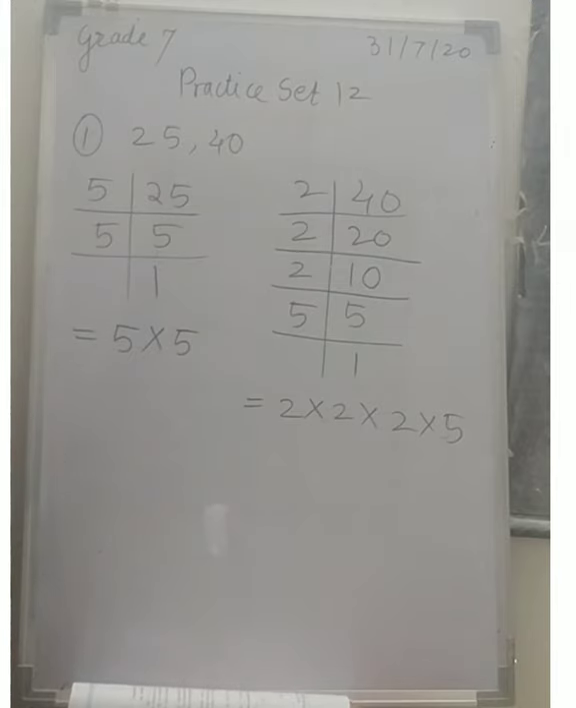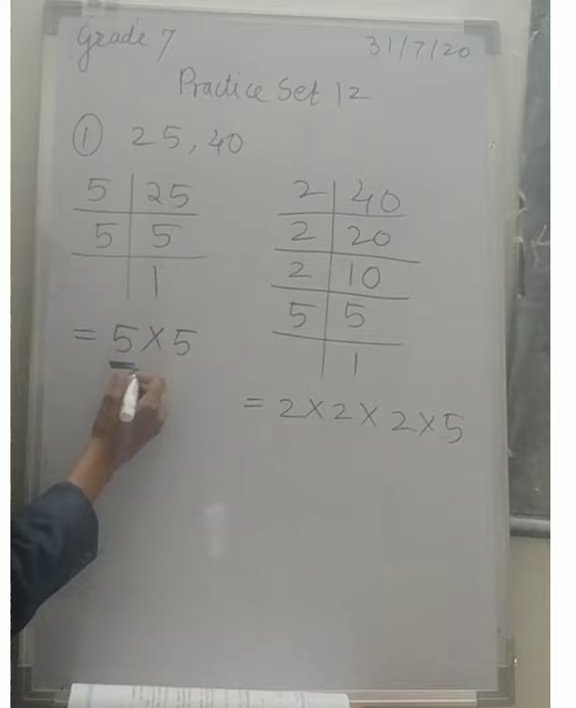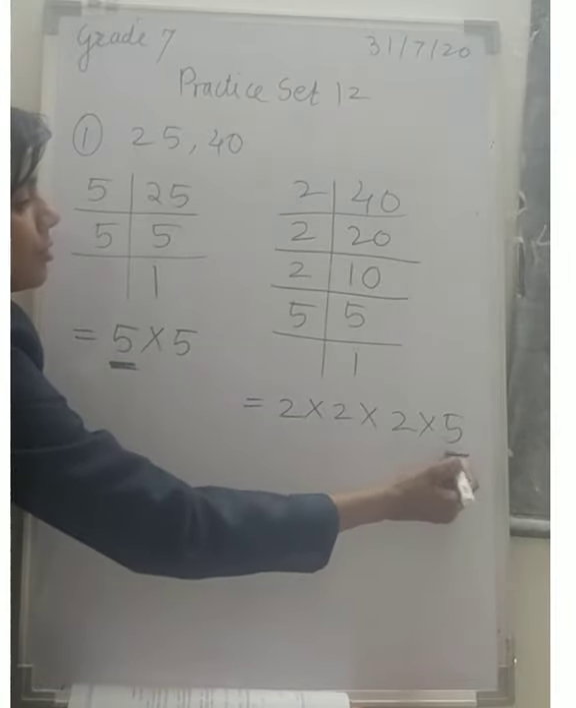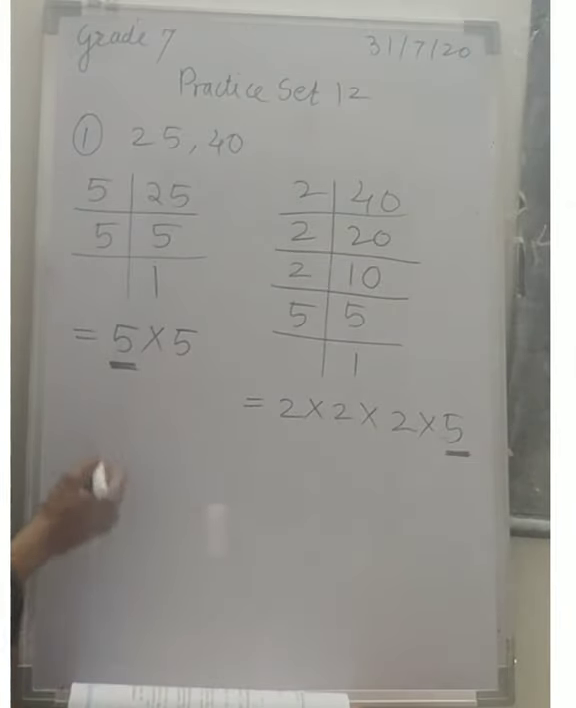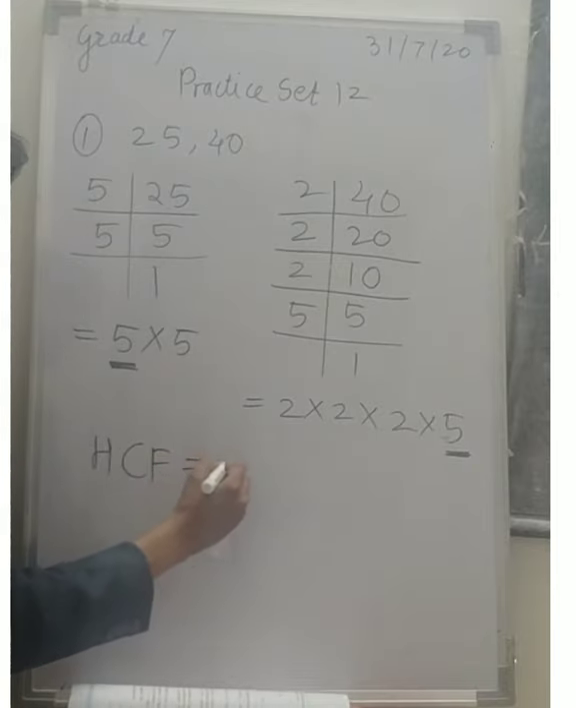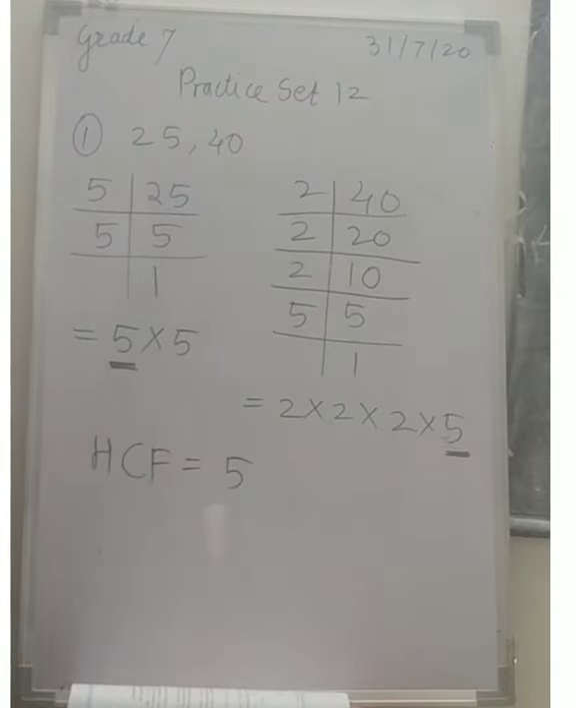Now which factors are common? One 5 is common. So we have one pair of 5. So that's why the HCF will be 5. Now let's solve the next one.